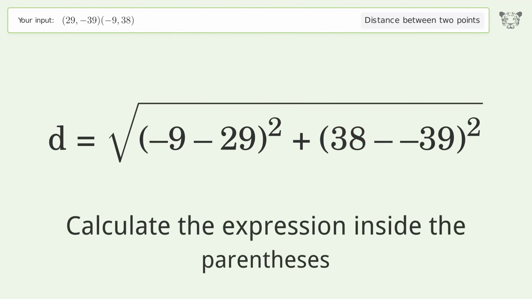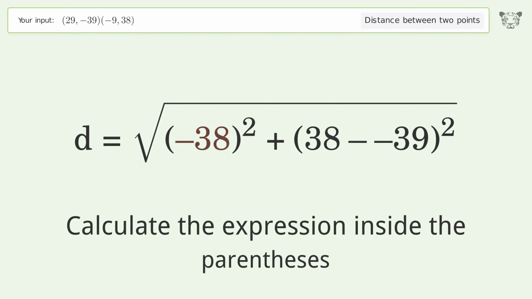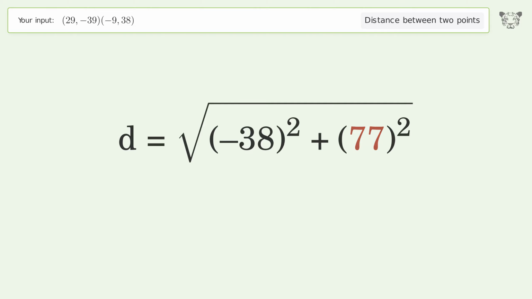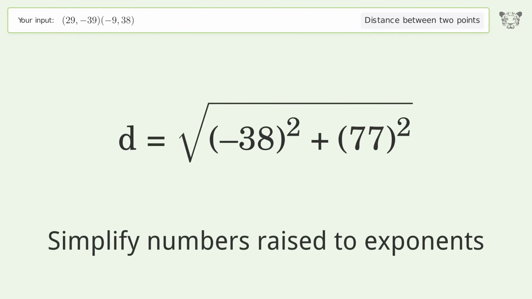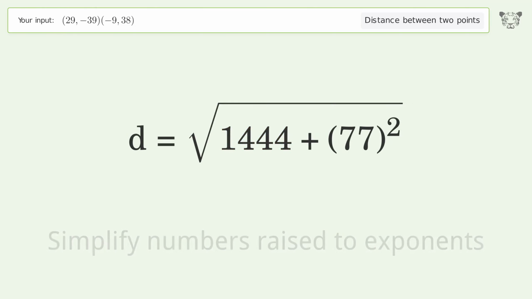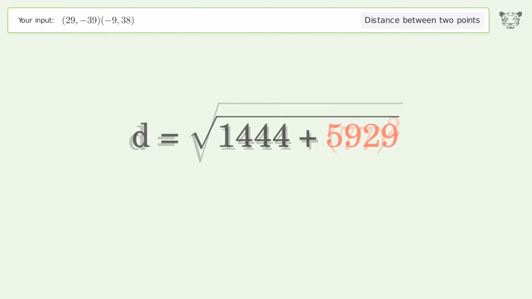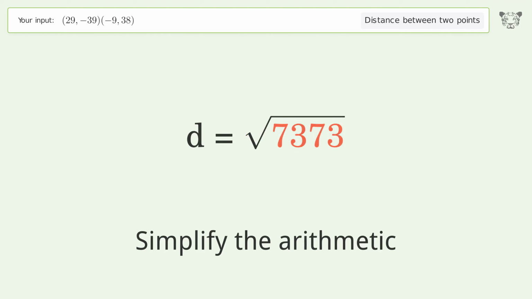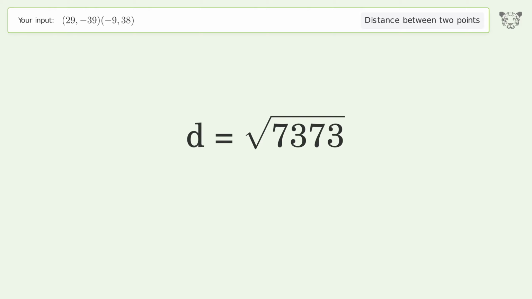Calculate the expression inside the parentheses. Simplify numbers raised to exponents. Simplify the arithmetic. And so the distance between the 2 points is the square root of 7,373, or 85.866.